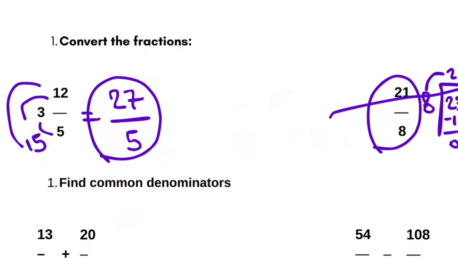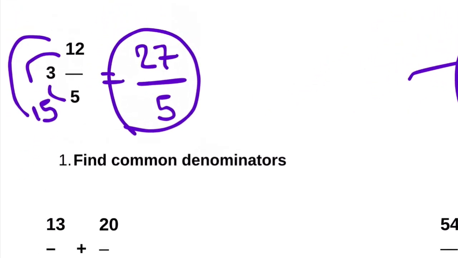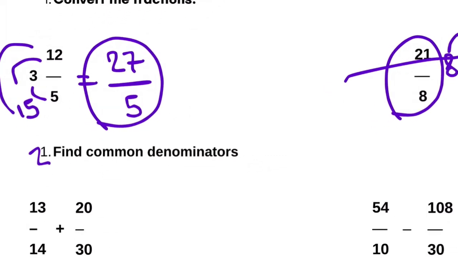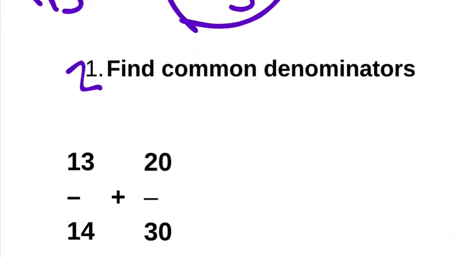This was it. Now let's go for question number 2. Find common denominators. So in order to do addition and subtraction in fractions, we need to have common denominators, right? So we have 2 operations, addition and subtraction. Now let's find a common denominator in order to add and subtract them together.